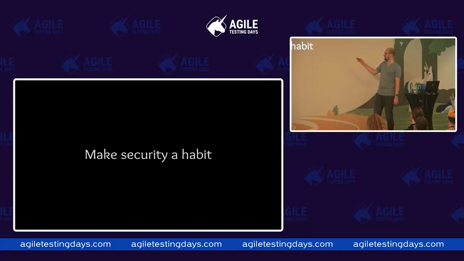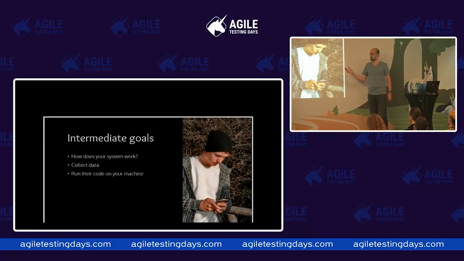Also, remember the intermediary goals of the attackers. How does your system work? And running their code on your machine can also happen on a test environment. I am going to assume that you do not have production data in your test environments, so collecting data is out. If you just felt called out, it's all three.